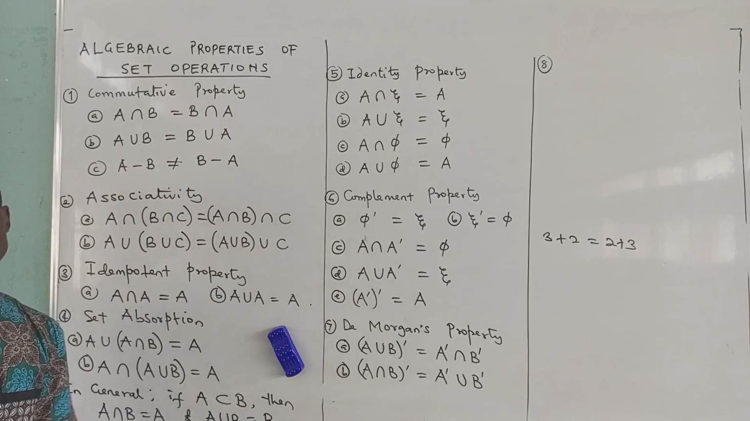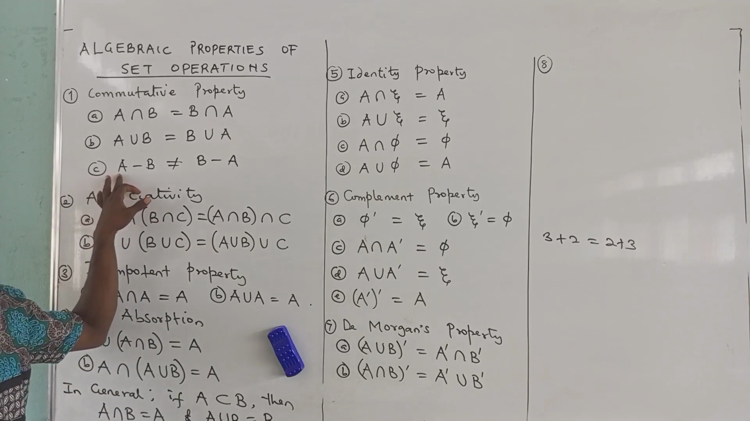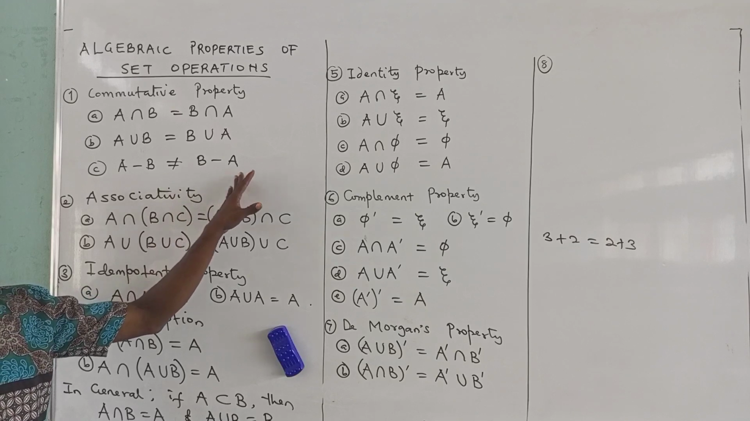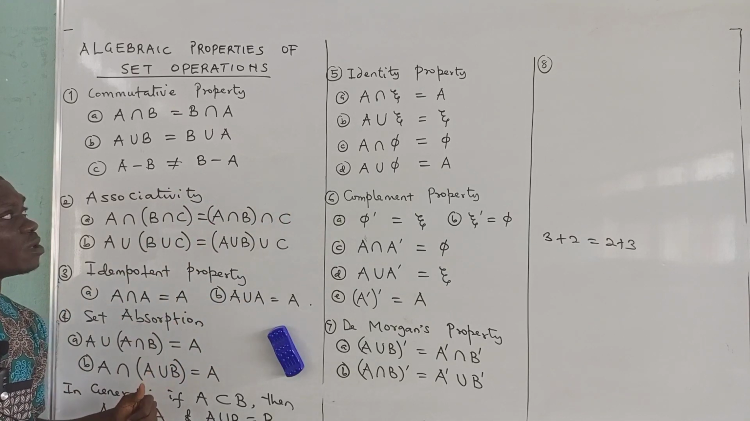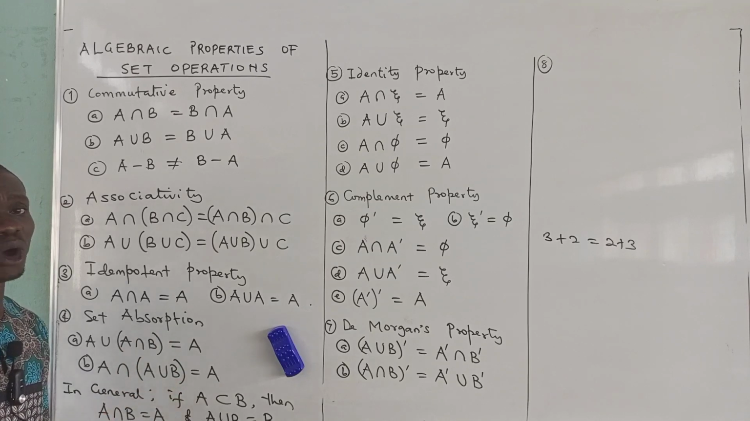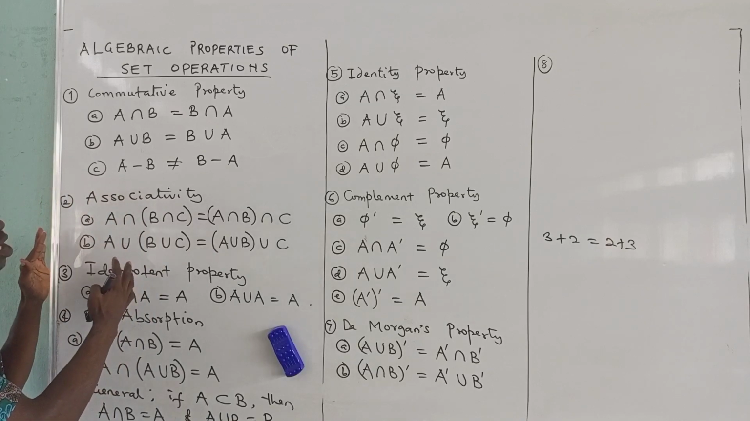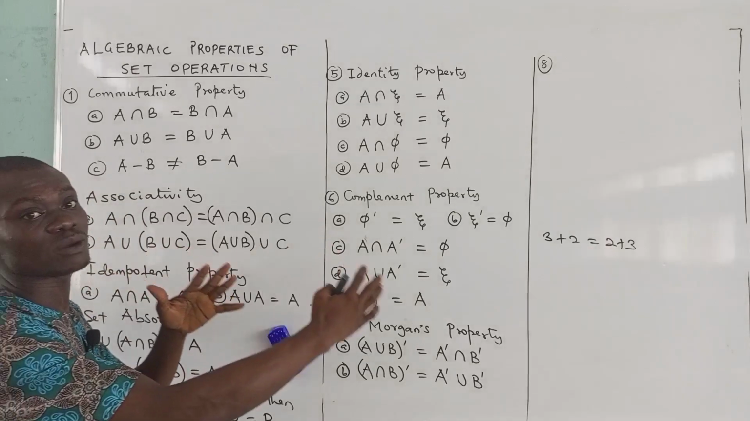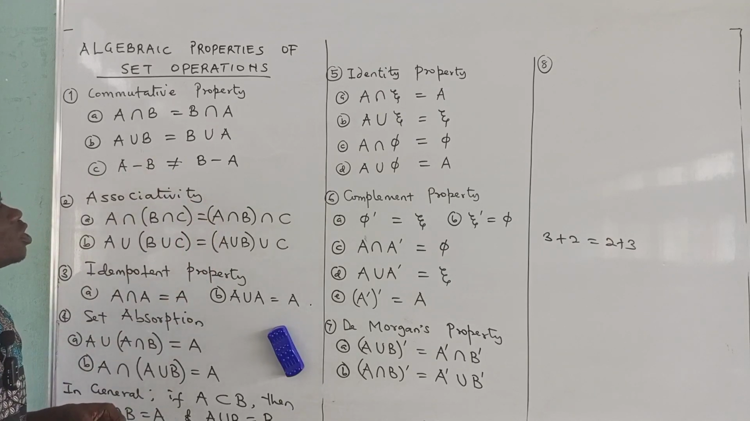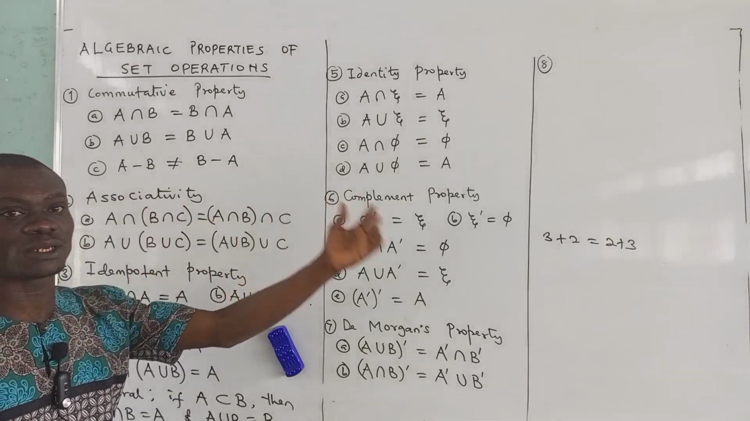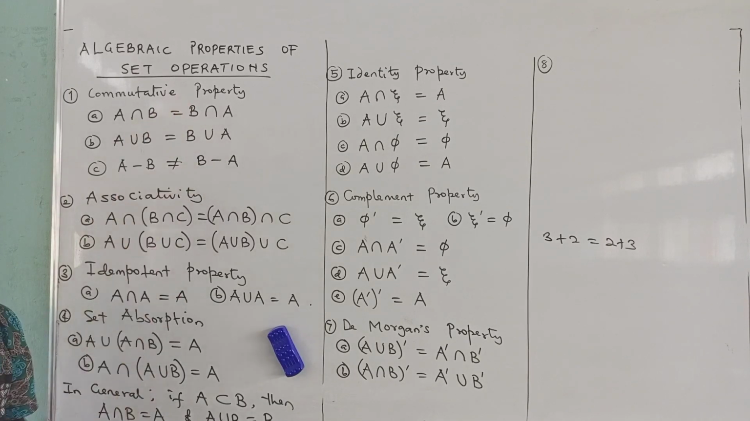But the third one is telling us that it doesn't hold for difference of two sets. That means A difference B is not the same as B difference A. If you check the other lesson, you will see where we saw that, from the Venn diagram, where you have your A minus B is not the same as where you have your B minus A. So these are the three basic commutative properties.